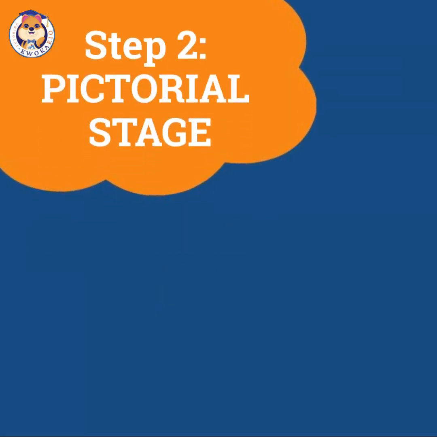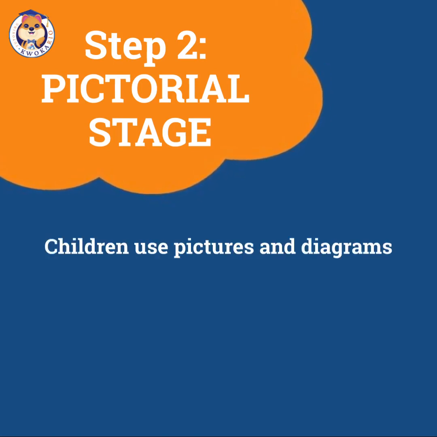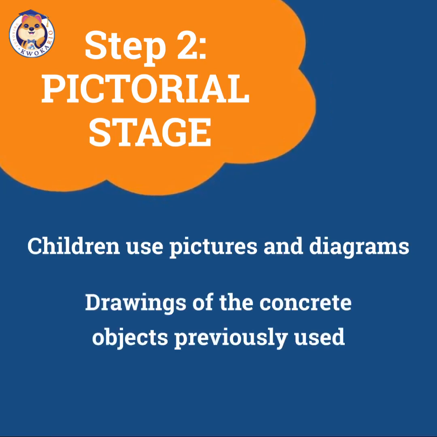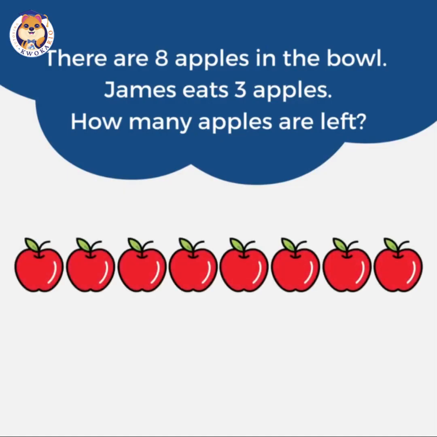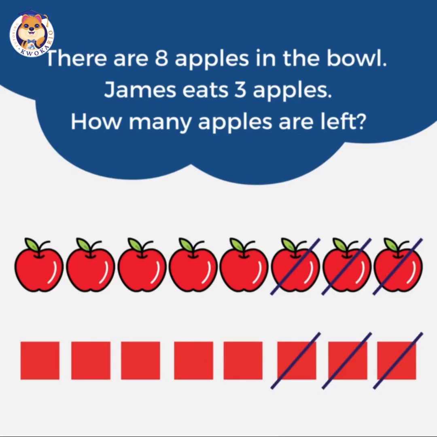When children are comfortable solving problems using real-life objects and manipulatives, they can begin to relate to the concept by using pictorial representations, including drawing pictures or diagrams of the concrete objects used previously. It is a great way to link the concrete stage to the abstract stage. For example, children will draw 8 apples, cross out 3, and then calculate the remaining. They also can draw 8 cubes to represent 8 apples, cross out 3, and count the remaining.